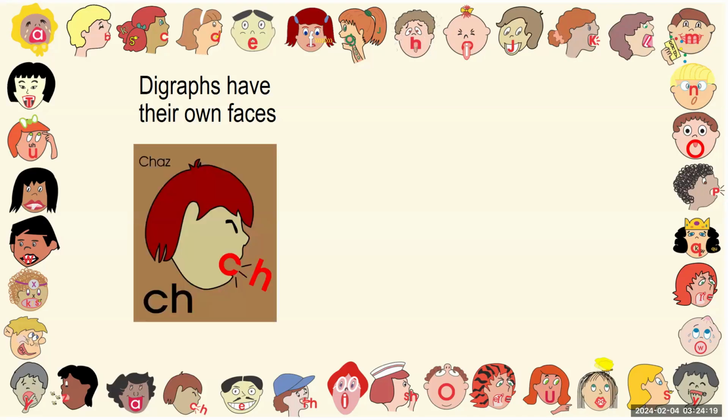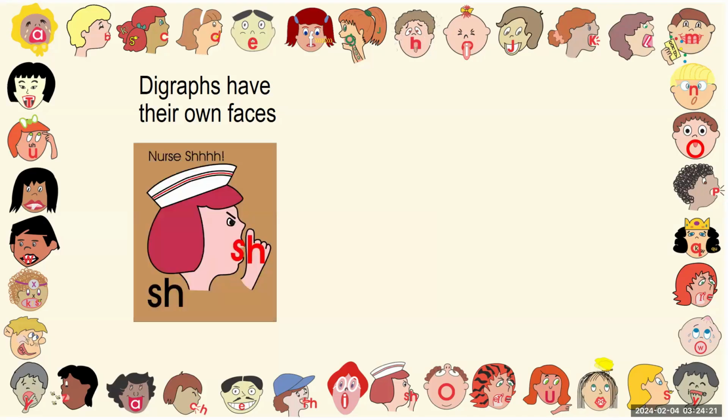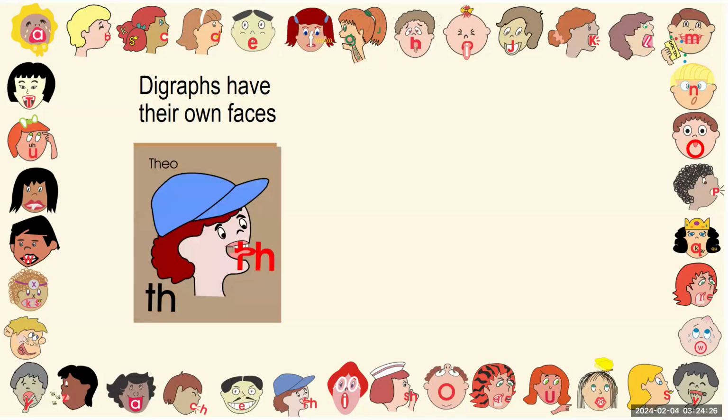So C sneezes the H out of his mouth. Sh. S shushes the H out of her mouth. Shh. TH pushes the H out of his mouth with his tongue.